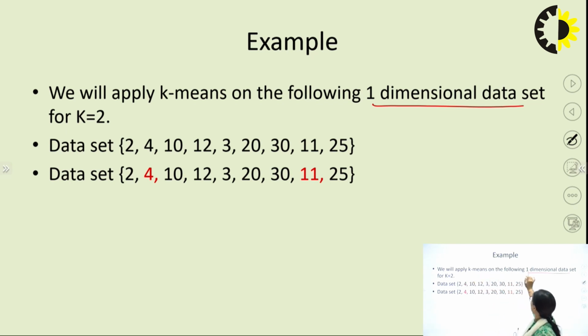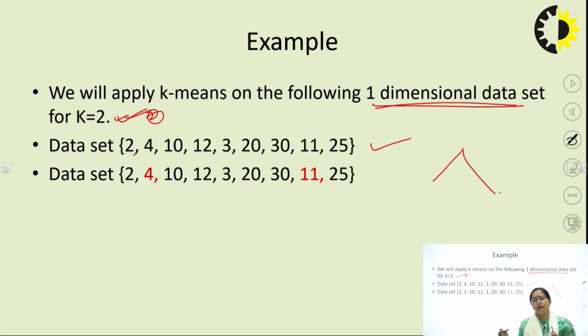We will apply k means on the following 1 dimensional data set where we have assumed k as 2. If you get a numerical, you will get the value of k, and if you do not get the value of k, then you assume that you are starting with k as 2 or 3, whatever you wish, and then you start with your iteration process. So, in the given question, we have the data set 2, 4, 10. This is my data set and this is my value of k. So, k is 2 means this data set has to be distributed into 2 partitions, because k means is a partition based clustering.